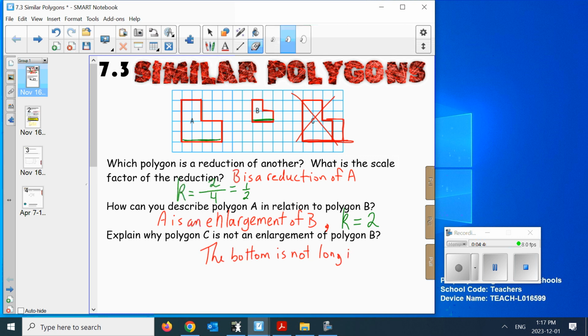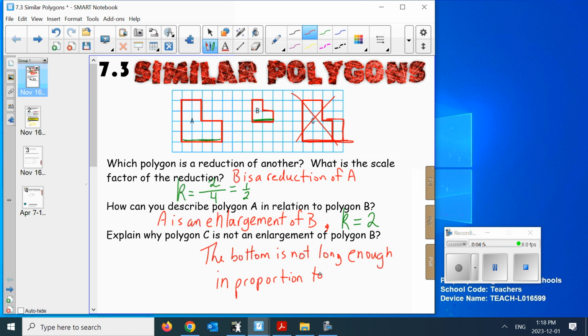Long enough. I'm going to use a math word, in proportion. Side height. In proportion means like there's a ratio, 2 to 1. Okay. 2 times the thing, stuff like that. Okay. We cool with this?